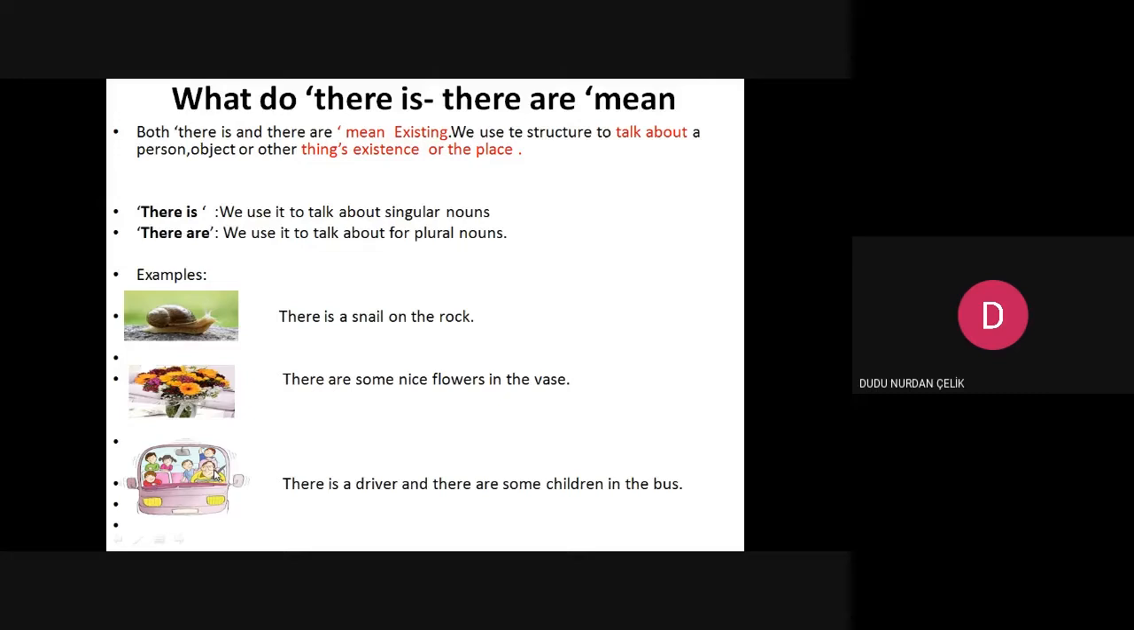And we can see a bus, a driver, and children in it. We can see them and where they are. So we can say there is a driver, because driver is singular, one driver. But children are plural, so we say there are some children in the bus. There is a driver and there are some children in the bus. Let's go on.